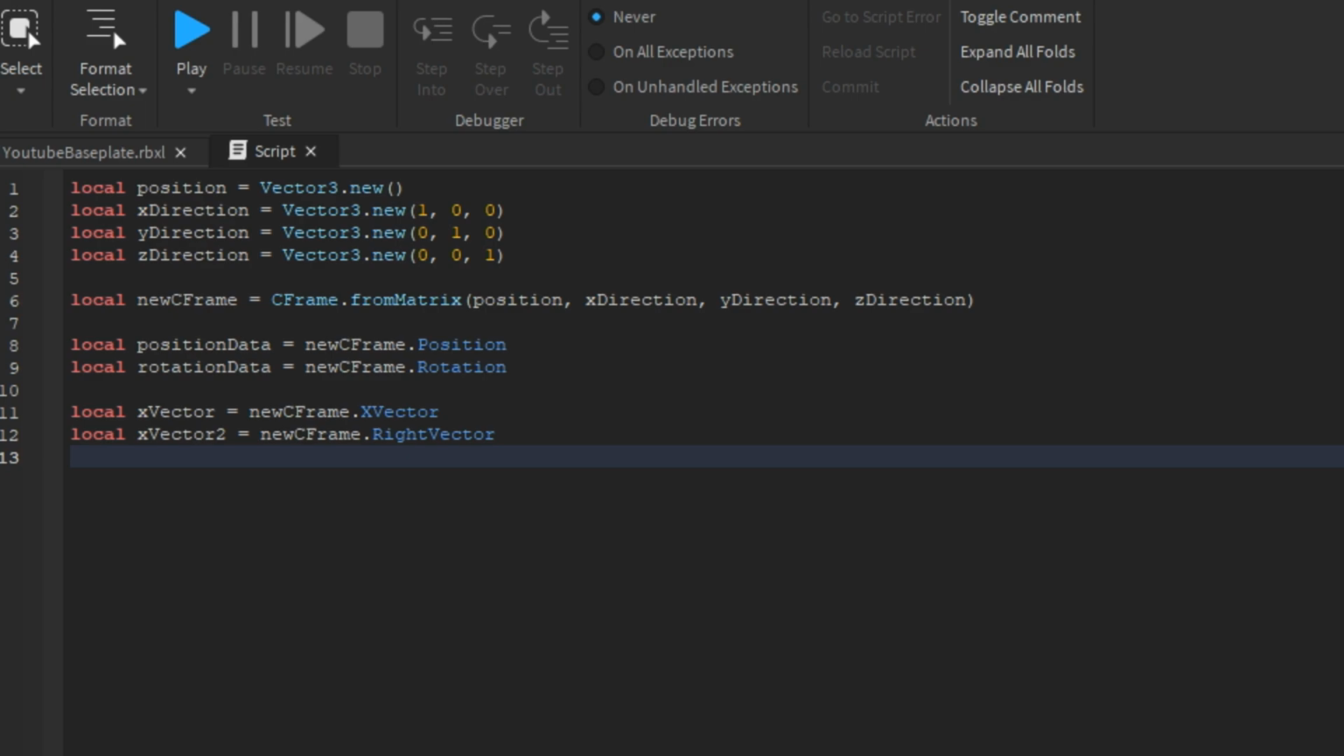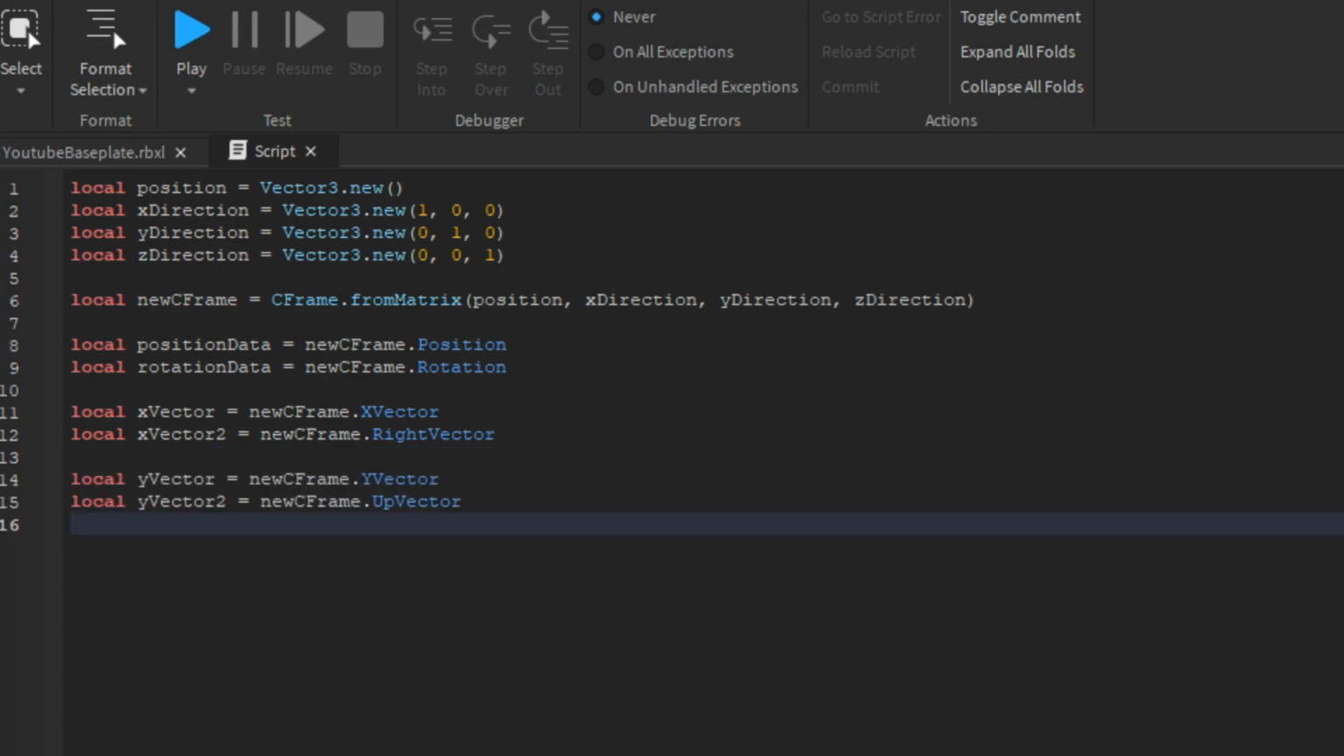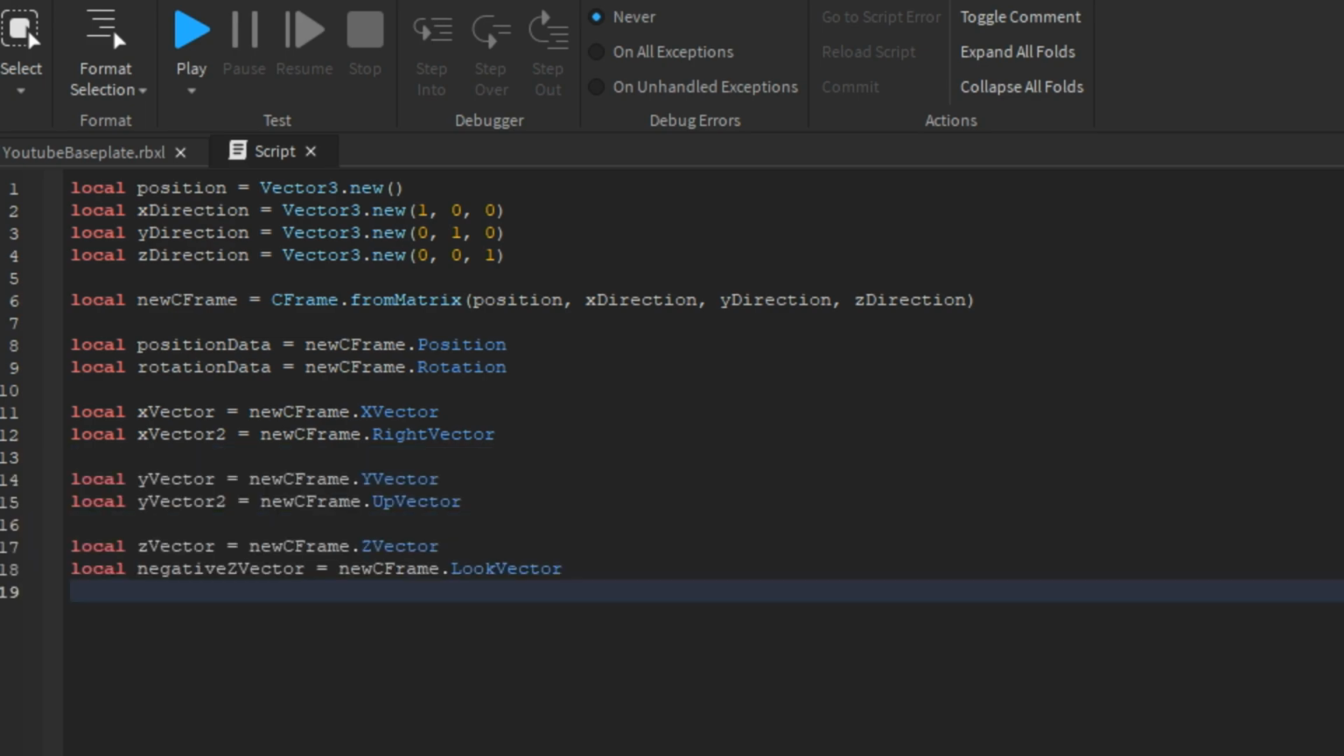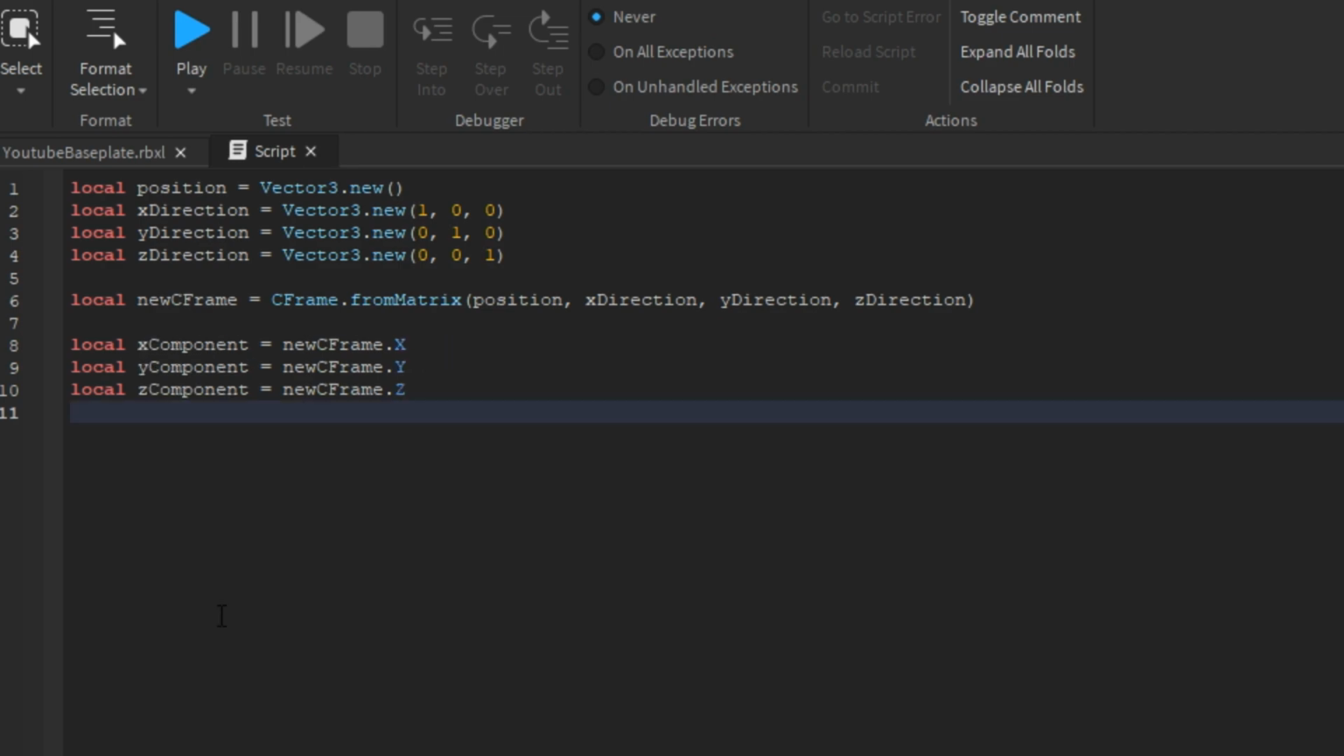The same goes for the y vector and the up vector, but the z vector and the look vector point in opposite directions. If you want the forward face, you take the look vector or the negative z vector, and if you want the backwards face, you take the negative look vector or the z vector. You can also directly access the x, y, and z position components just like a Vector3.